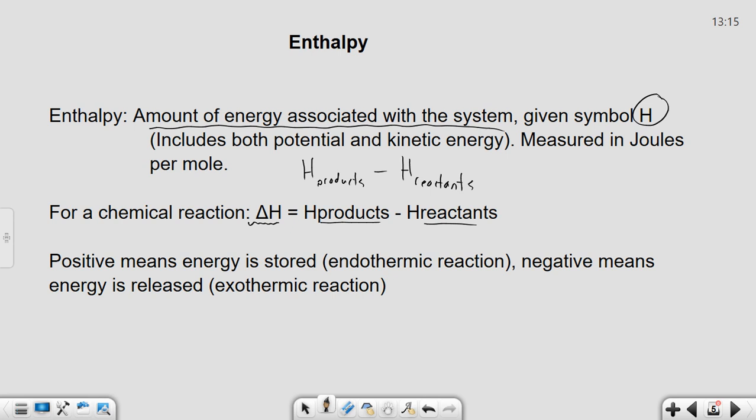If the change is positive, it means your products have more energy in them than your reactants do, which means you've stored energy. You're endothermic. If your enthalpy change is negative, it means your products have less energy stored than your reactants. So where did that energy go? Well, it was just released, usually as heat. And so you have an exothermic reaction.